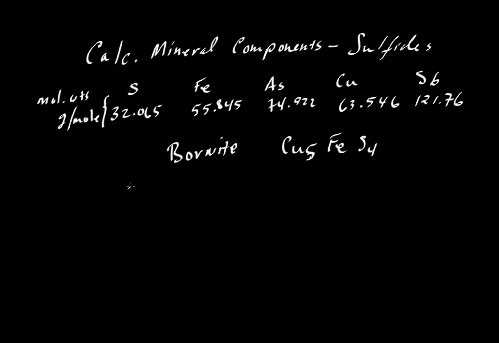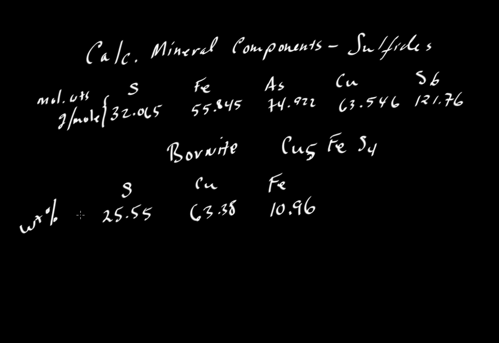So let's say we have this composition that's given to us in weight percent. This is from mindat.org, so you can look this up. They say that a bornite could have about 25.55 weight percent sulfur. Copper by weight could be 63.38 weight percent, and then iron is 10.96. Well, if we had this kind of an analysis, could this really be bornite? Could it really be that stuff there?